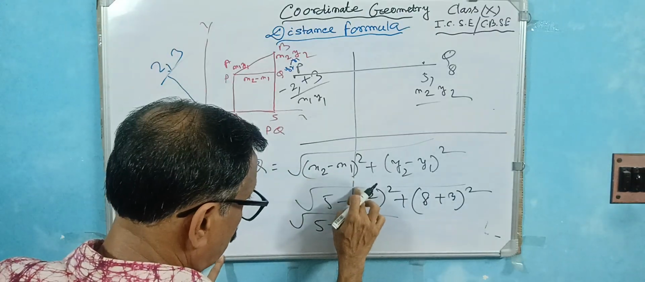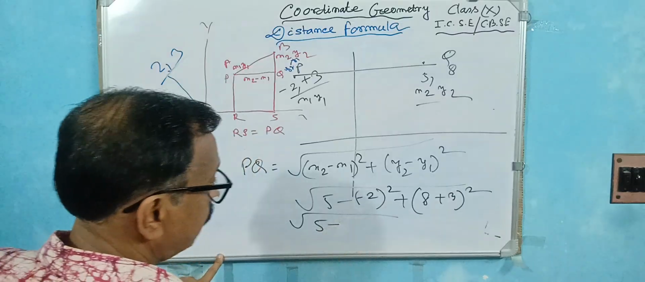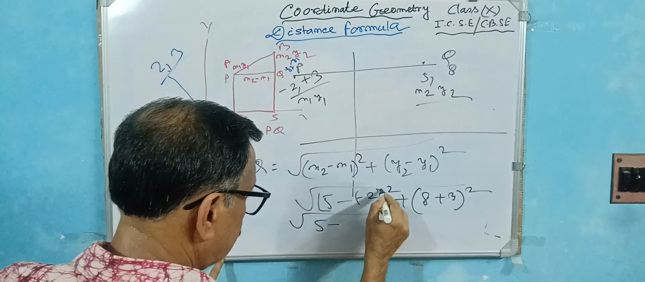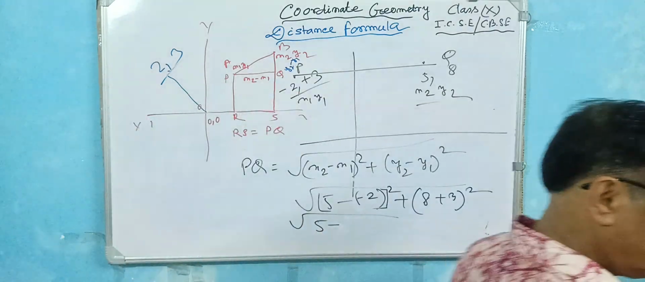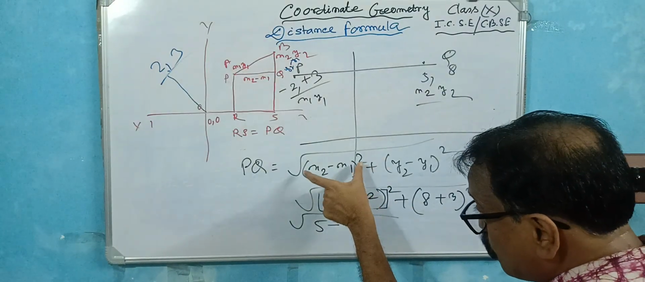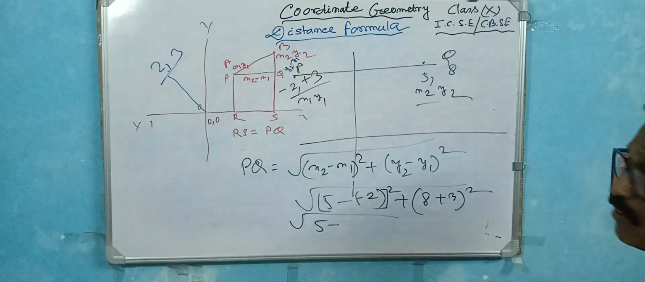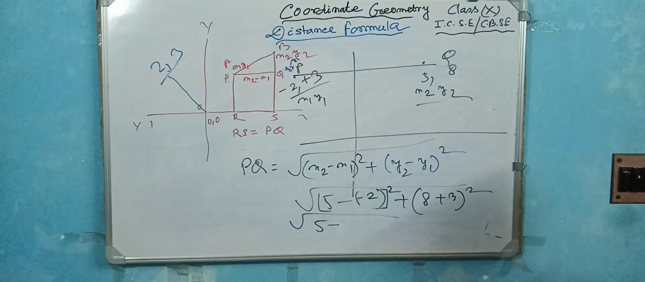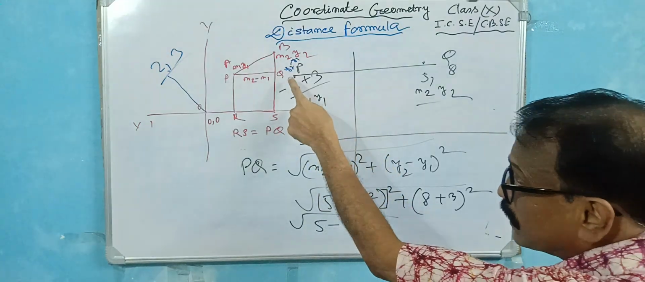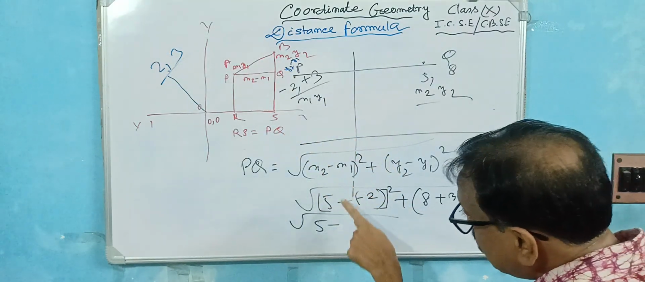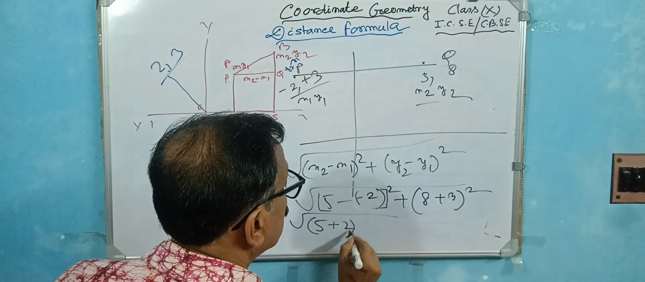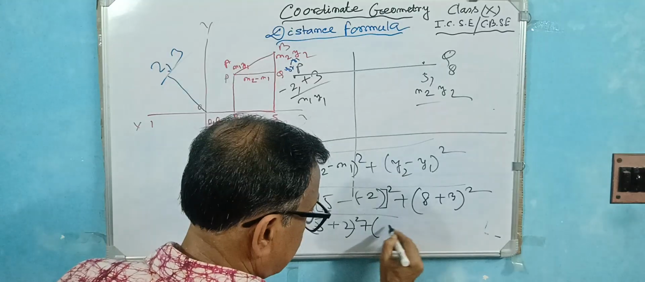x2 minus x1, not that, here brackets: x2 minus x1, its whole square, this whole thing. This is very confusing, this is where mistakes happen. x2 minus x1 all whole square. So x2 is 5, and x1 is minus 2, the coordinate, so 5 minus of minus 2 is 5 plus 2, then this whole square plus 8 plus 3 is 11 plus 2.